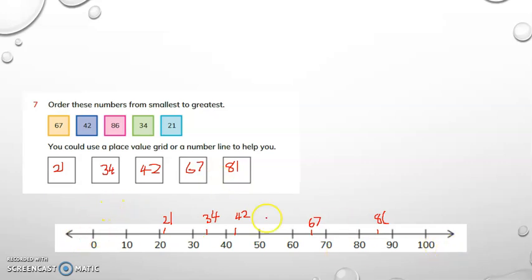So mark them on the number line, left in the right. You get smallest to greatest.